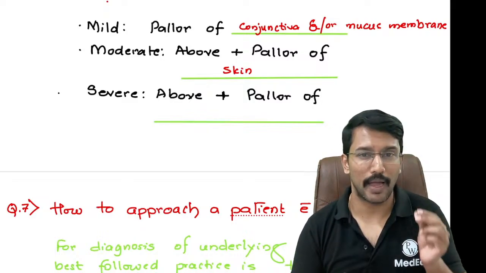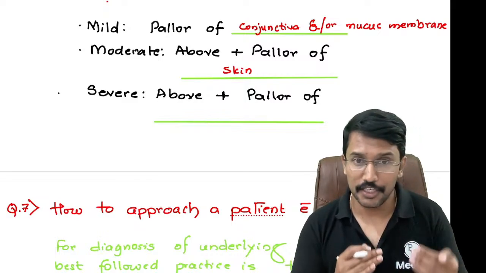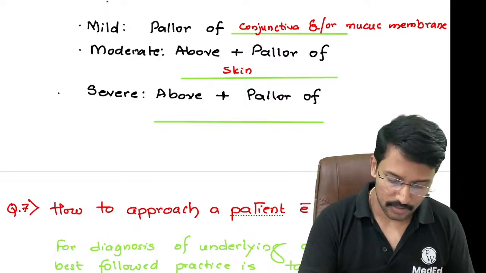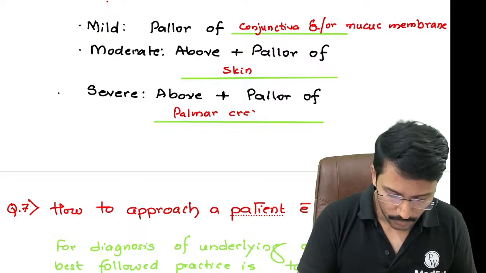Severe pallor refers to pallor of the above, meaning conjunctiva, mucous membranes and skin, and in addition to that, pallor of the palmar creases.